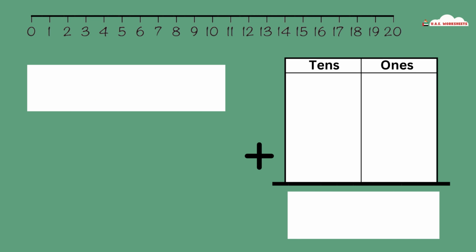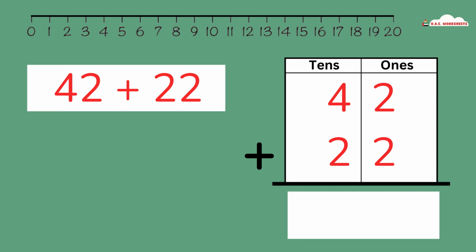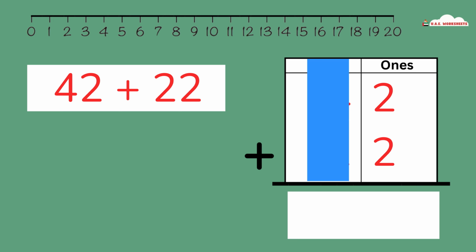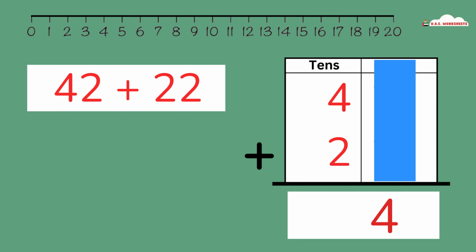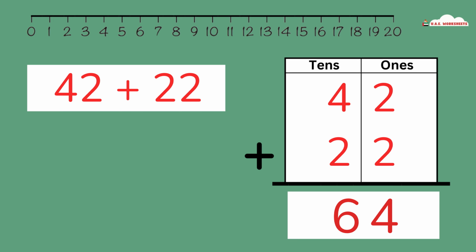Try 42 plus 22. Focus on the ones column first. You can cover the other side with your finger. In the ones column, 2 plus 2 equals 4, so write 4 on the ones side. Now, look at the tens column, while covering the other side. 4 plus 2. 4 plus 2 equals 6, so write 6 on the tens side. The answer is 64. 42 plus 22 equals 64.